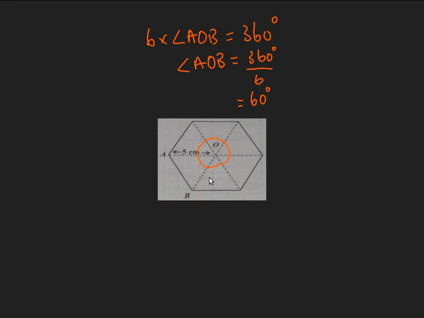Let me clear the screen. Now, if this is 5 centimeters, this is 5 centimeters. And we already know the angle here is 60 degrees. Now we have a formula for the area of a triangle which tells us that the area of the triangle is a half times AB sine C. So A and B are two legs of the triangle, and C is the angle between those two legs.